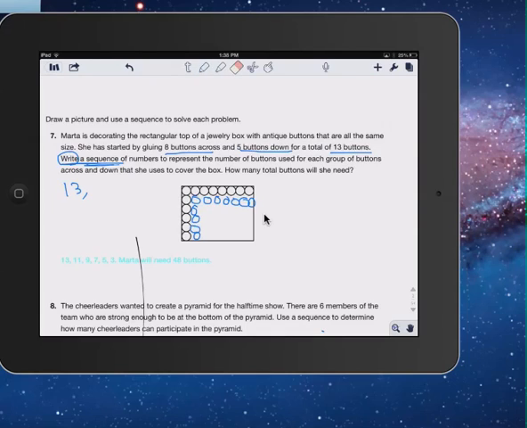Oh, 13. No, the first one, look, the first row is 8 buttons across. The first one is 1, 2, 3, 4, 5, 6, 7, 8, right? Right. 8 across, and then 5 buttons down. 1, 2, 3, 4, 5. 5 buttons down, correct? Yeah.